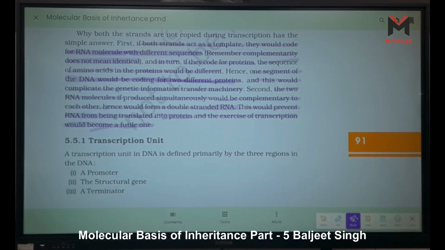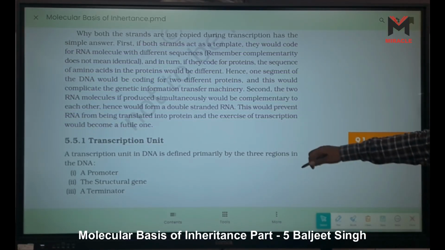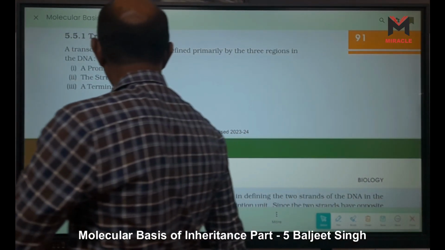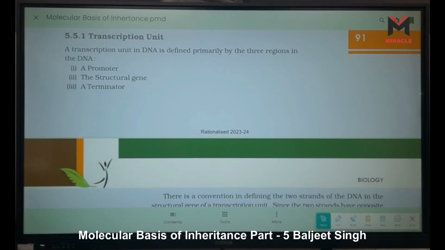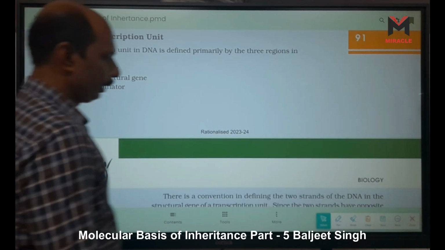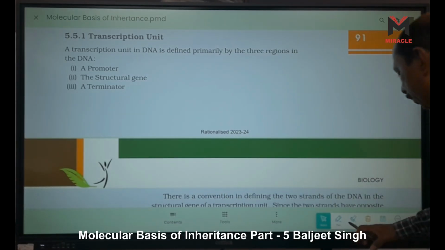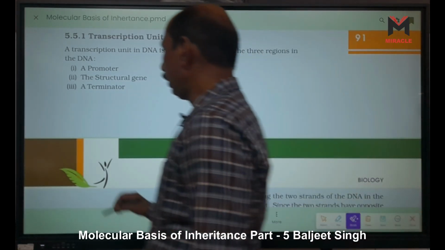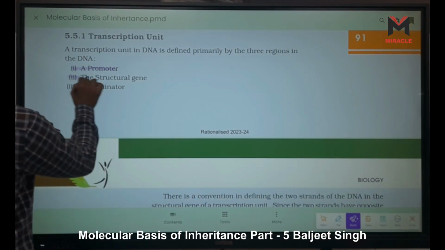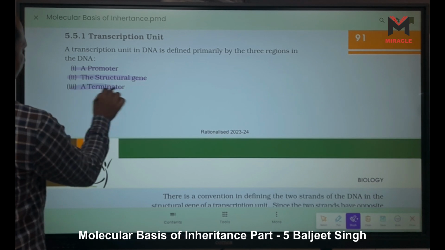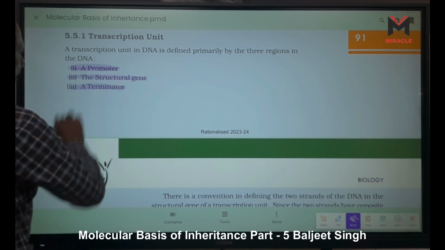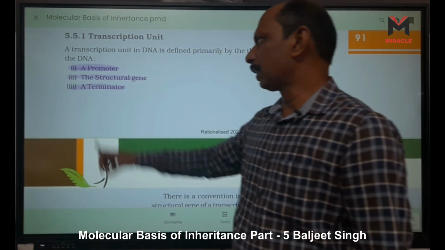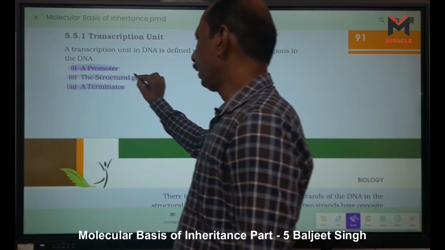Now, transcription unit. Another point is our transcription unit. A transcription unit in DNA is defined primarily by three regions in the DNA. Which three regions are there? Promoter. First region is our promoter, right? Structural gene and terminator. Three regions: promoter, structural gene and a terminator. Promoter is responsible for the binding of RNA polymerase. The RNA polymerase enzyme binds with the promoter. Structural gene is responsible for elongation, right?